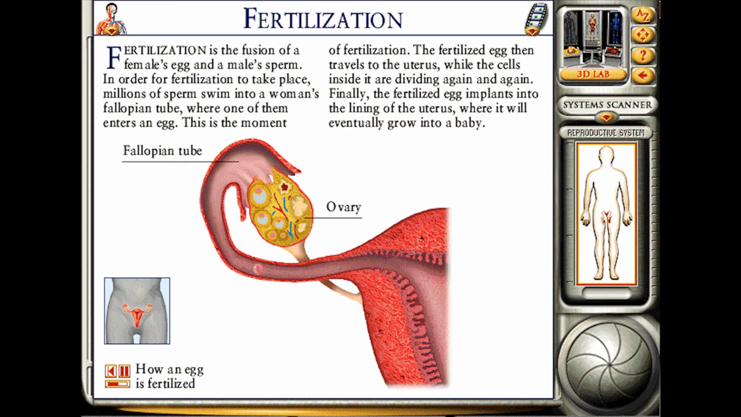The fertilized egg starts to develop as it undergoes repeated cell division on its journey to the uterus. Finally, the fertilized egg implants into the lining of the uterus, from which it absorbs the nourishment it needs to grow into a baby.